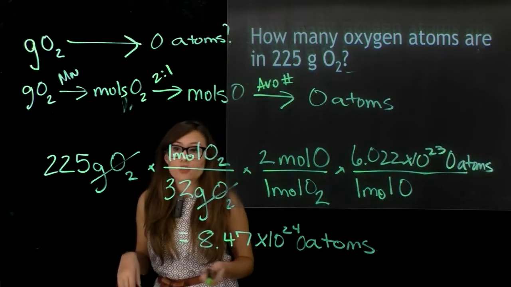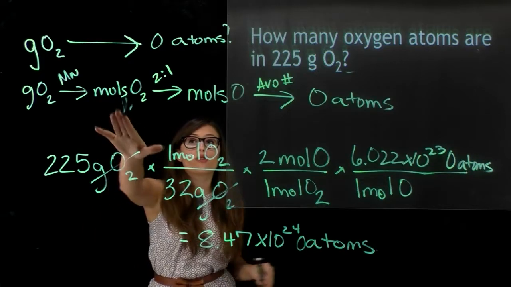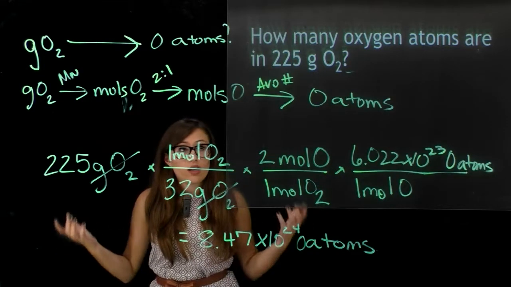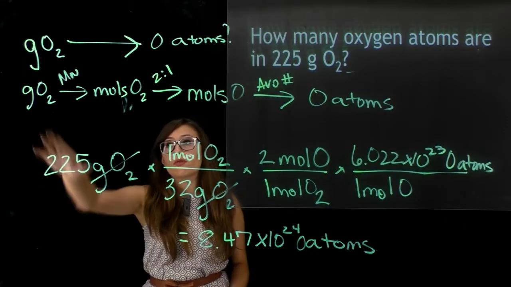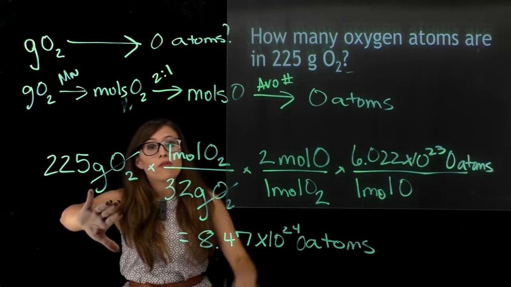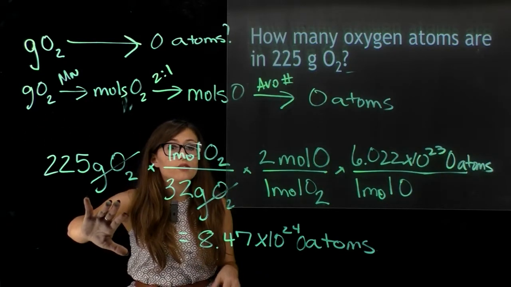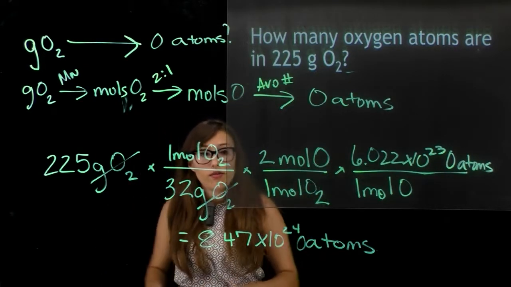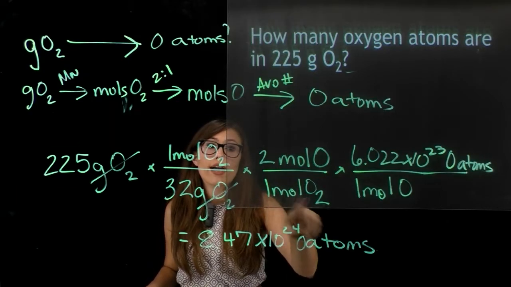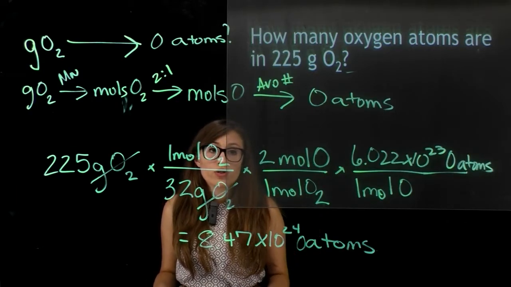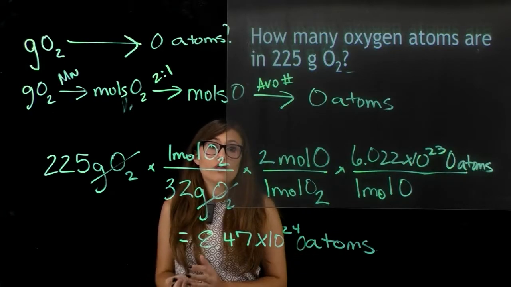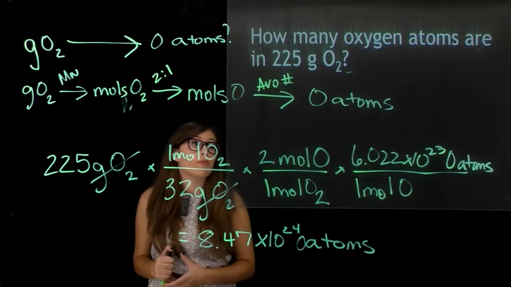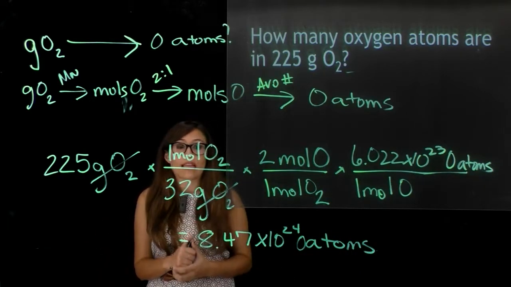So remember, when you approach this problem, you always have to make sure you're converting to moles, because moles can convert to atoms by using Avogadro's number. So in this case, we went from grams of oxygen, converted to moles of oxygen by using molecular weight, and then we converted from moles of O2 to moles of oxygen by using the ratio for every molecule of O2, there's 2 moles of oxygen within that molecule. And then we use Avogadro's number to convert from moles of oxygen to oxygen atoms.